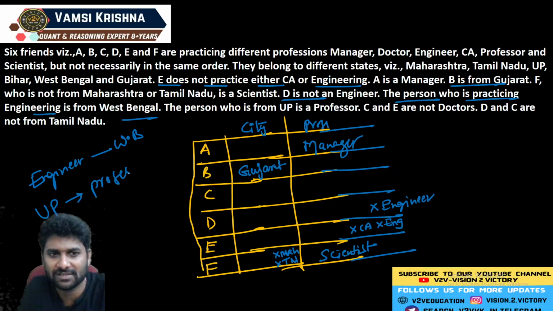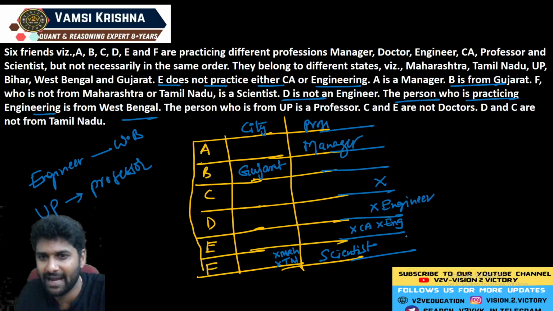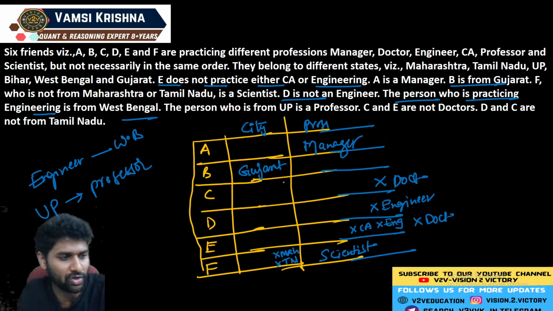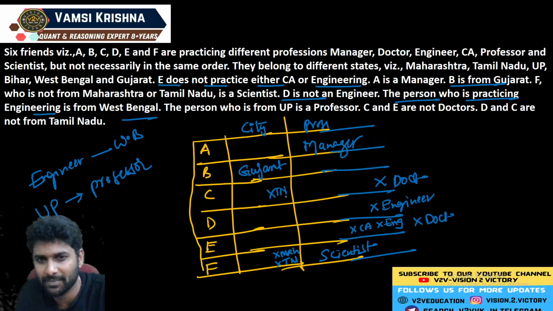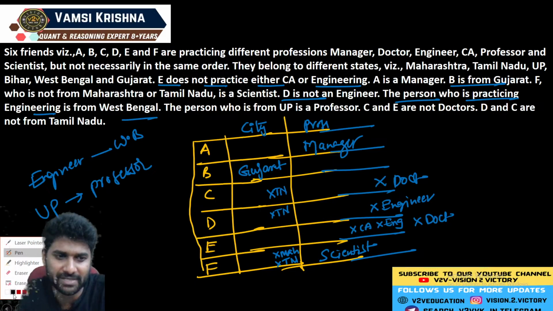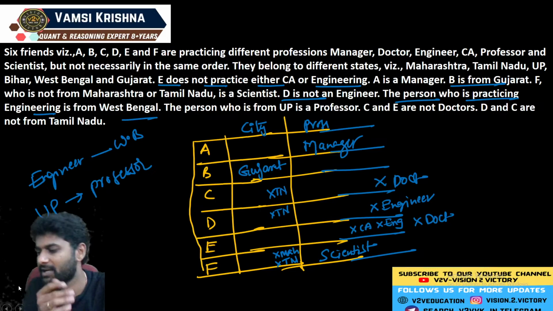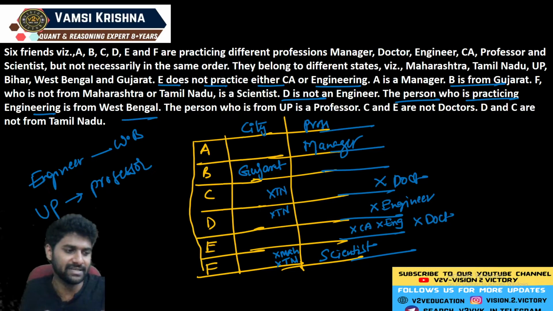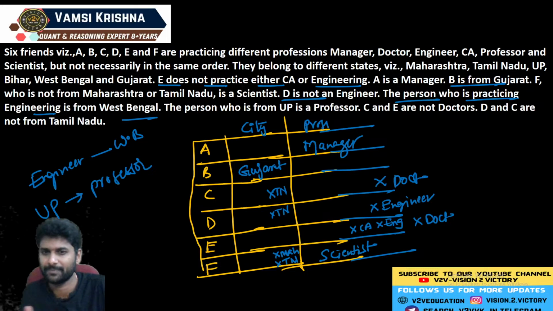C and E are not doctors. D and C are not from Tamil Nadu. Guys, we are done with the whole data. I already represented direct information and indirect information. Try to analyze this data, then you will get the complete information.